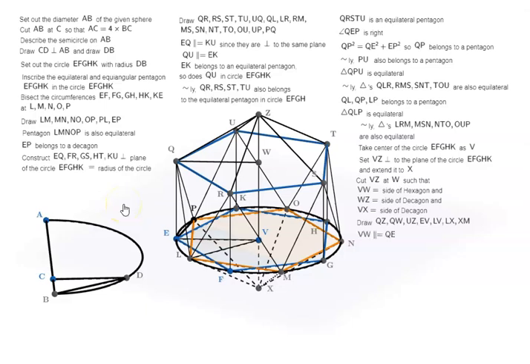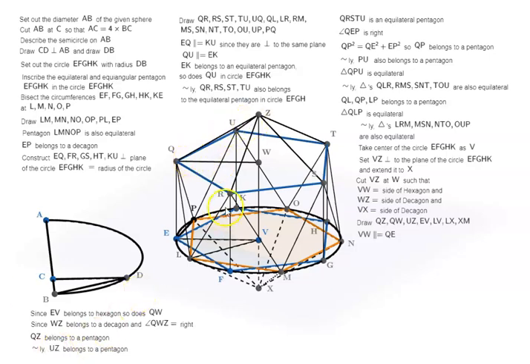Okay. So now VW is parallel and equal to QE. Since EV belongs to the hexagon, so does QW. Because this is the radius of the circle, that means it is the side of the hexagon, and QW will also be the side of the hexagon. Since WZ belongs to the decagon and angle QWZ is a right angle, that means QZ belongs to a pentagon.